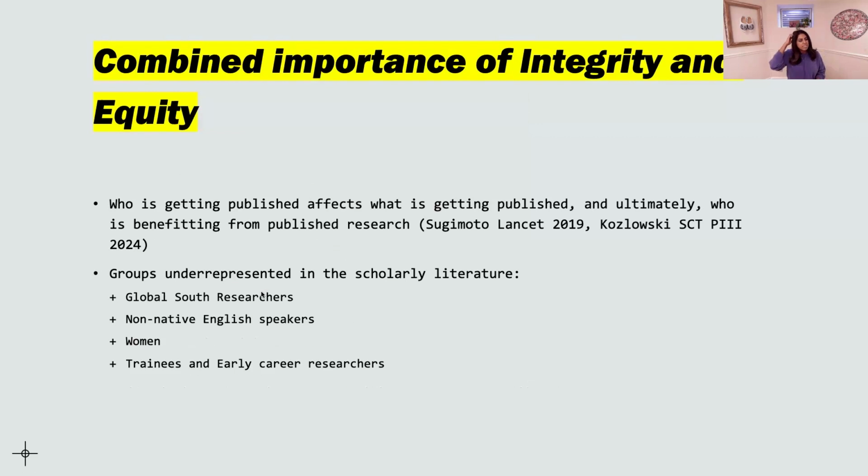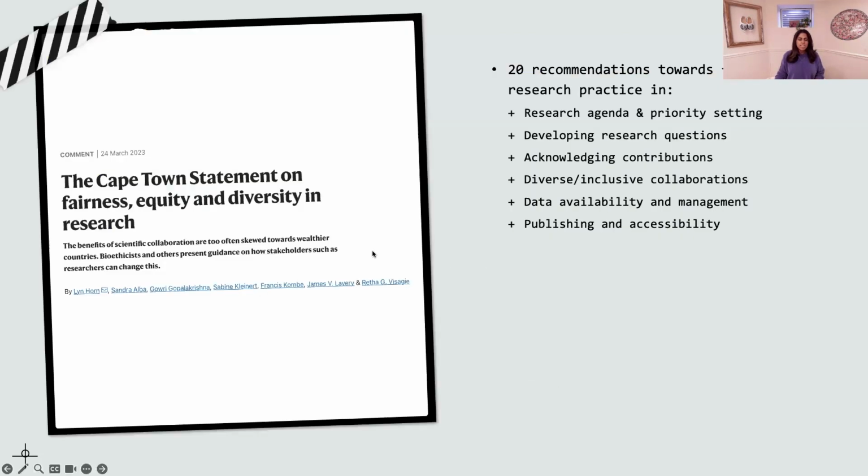And so some groups that are underrepresented in the scholarly literature are Global South researchers, Global South populations, non-native English speakers, women, and trainees and early career researchers. And so bringing this together, in 2022 the World Congress on Research Integrity developed the Cape Town Statement, which provided recommendations for developing equity alongside research integrity. These really focused on fair practices regarding setting research agendas and priorities, developing research questions, acknowledging contributions, diverse and inclusive collaborations, data availability and management, and publishing and accessibility. So we'll talk a little bit more about those throughout.